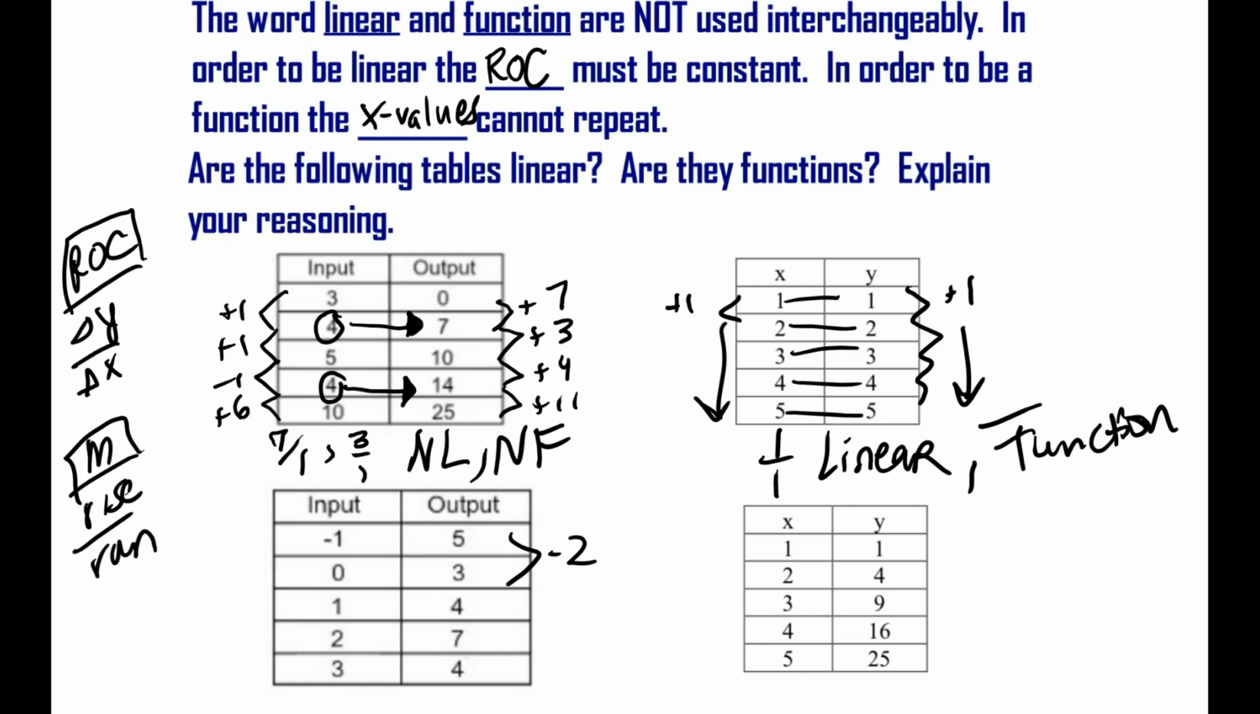All right, subtract 2, and then I add 1, and then I add 3, then I subtract 3, and then over here I'm adding 1. Looks like I'm adding 1 all the way down. So the rate of change would be negative 2 over 1, and then 1 over 1. Well, we know it's not linear.